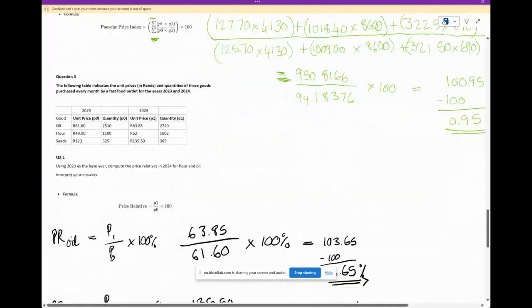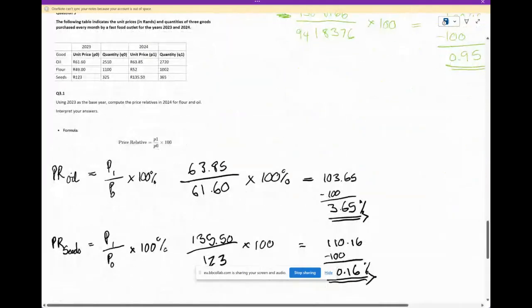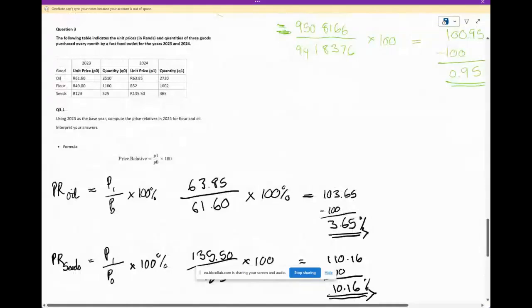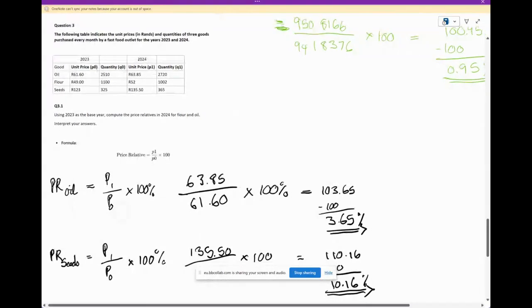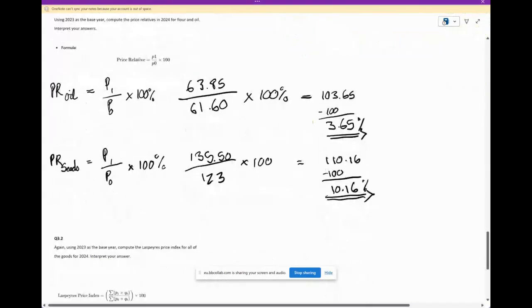Right, so then we move on to question 3. Now we're looking at the price relativity, right? And they asked us to do that for oil and for flour, okay? And that is exactly what we did. So for oil, your answer would have been 3.65% increase, okay? For flour, it would have been 10.16. That's your final answer. And again, that's an increase, okay?